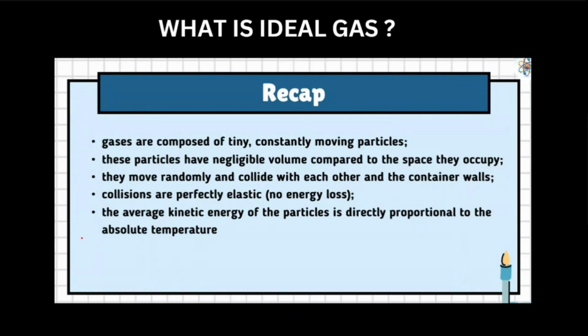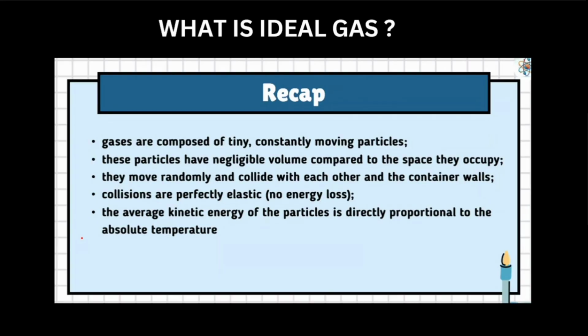But in reality, no gas is perfectly ideal. Real gas particles do have some volume and there are weak attractive forces between them. These deviations become more significant at high pressure and low temperature. At high pressure, particles are squeezed closer, so their own volume becomes less negligible, whereas at low temperatures, particles move slower, allowing attractive forces to have more of an effect. However, for most everyday conditions, like moderate temperatures and pressures, the ideal gas law works as an excellent approximation.